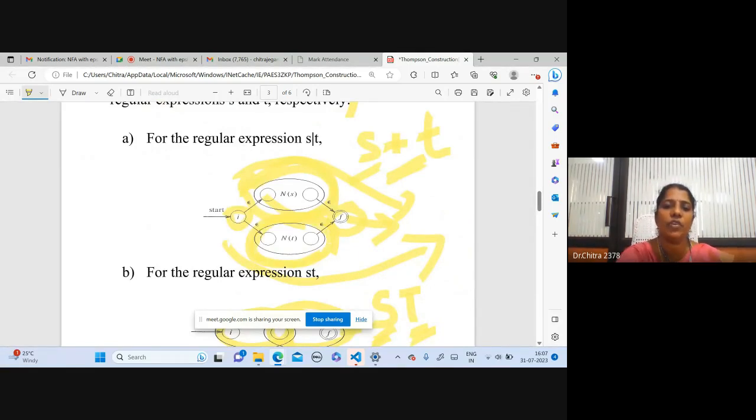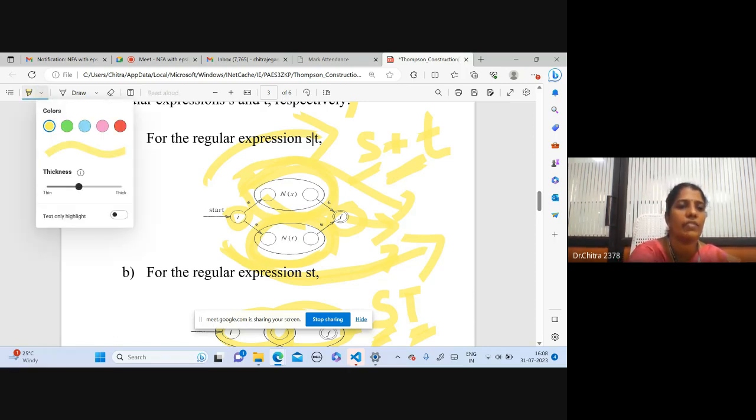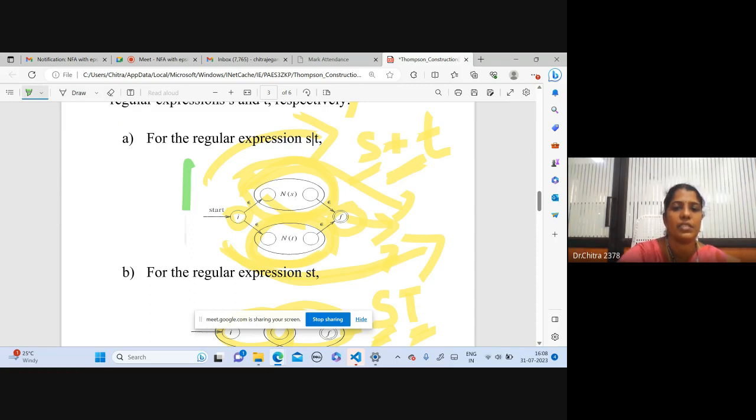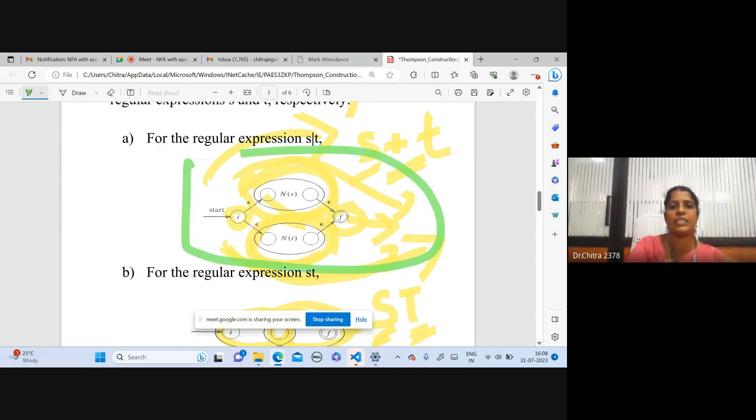Here, it will follow either this path or that path, to indicate that we are connecting this with the help of the epsilon. Any number of epsilons can be added in the non-deterministic finite automata. Basically, in the Thomson construction, you can add any number of epsilons. Here, this is the path. This one is the circuit. This is the NFA that accepts S plus T.